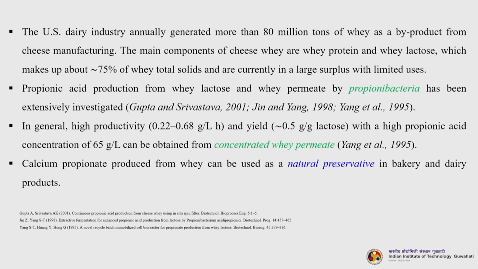Propionic acid production from whey lactose and whey permeate by propionibacteria has been extensively investigated. In general, high productivity of 0.22 to 0.68 grams per liter per hour and a yield of 0.5 grams per gram lactose, with a high propionic acid concentration of 65 grams per liter, can be obtained from the concentrated whey permeate. Calcium propionate produced from whey can be used as a natural preservative in bakery and dairy products.